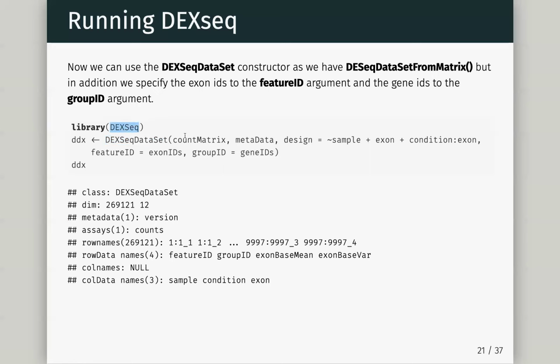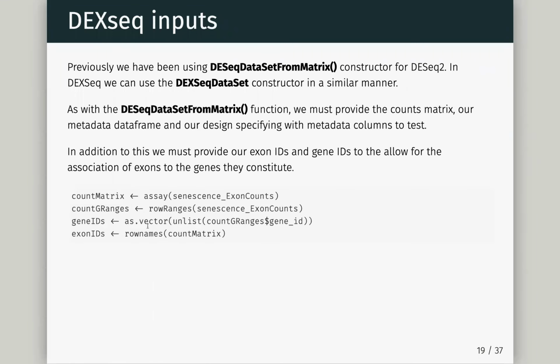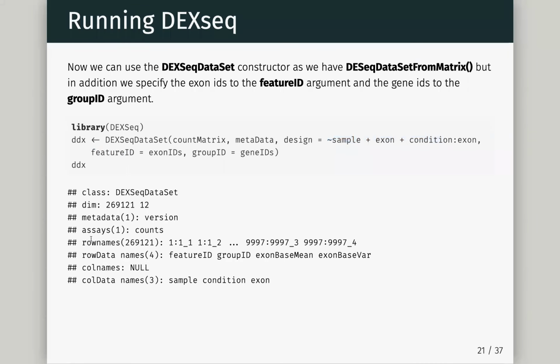Once we've loaded the library, give it our count matrix, give it our metadata, so the colData, tell it the design, tell it the feature ID, so that's our exon IDs here, and then we can tell it the meta feature ID as group IDs, and we'll give it the gene IDs. Okay, so these two vectors here, which we're adding, just allow it to tie this exon as a member of this gene, and if that gene changes and the exon changes the same way, that's not interesting. If the exon changes and the gene doesn't, that is interesting.